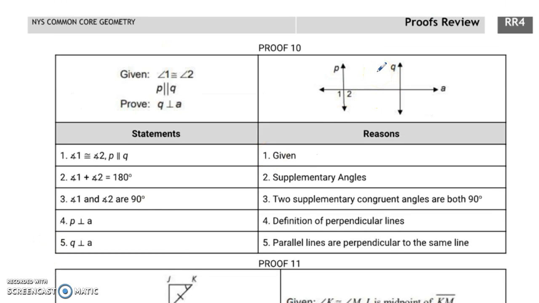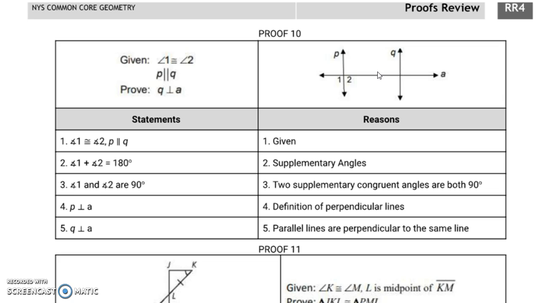This was a weird proof. I don't think that you'll see this type of proof on the Regents exam. It's included for completion's sake. We're trying to prove that line Q is perpendicular to line A. So the first thing we have to do is prove that line P is perpendicular to line A. It makes perfect sense to me because these two angles are congruent to each other. It says that here. And they're also supplementary, so this must be 90 and this must be 90 in order for them to equal 180.